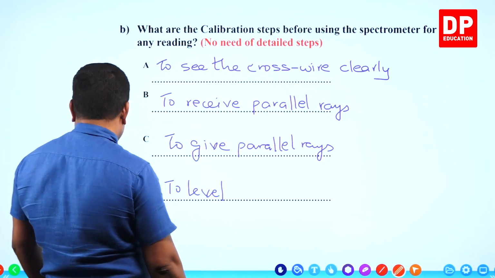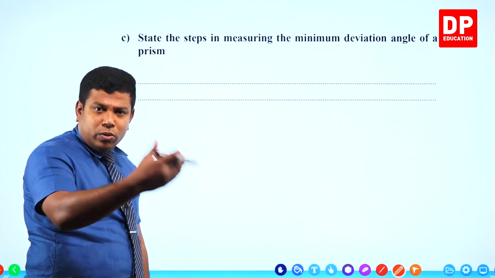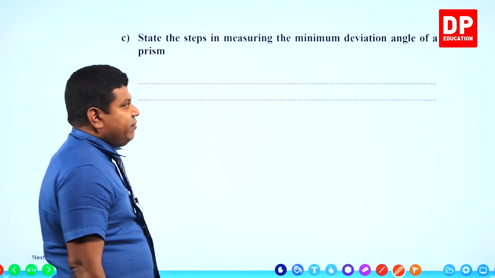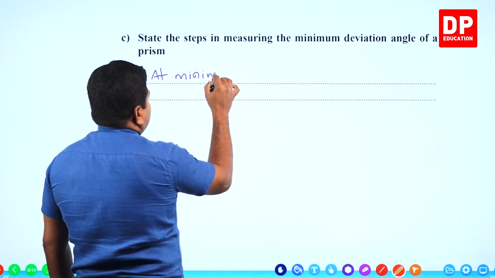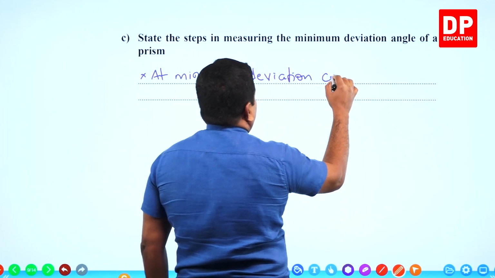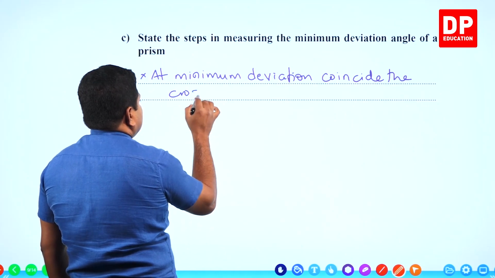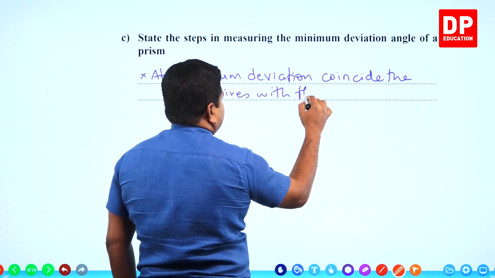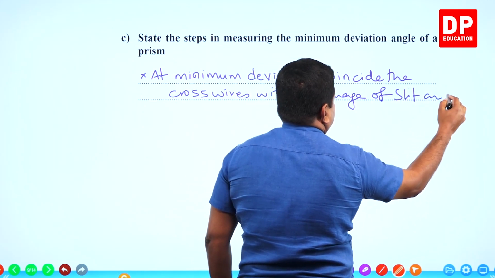State the steps in measuring the minimum deviation angle of a prism. There are two steps, right? One is without the prism, just align the telescope and collimator and get the reading, then the minimum deviation reading. At minimum deviation, coincide the cross wires with the image of the slit and get the reading.